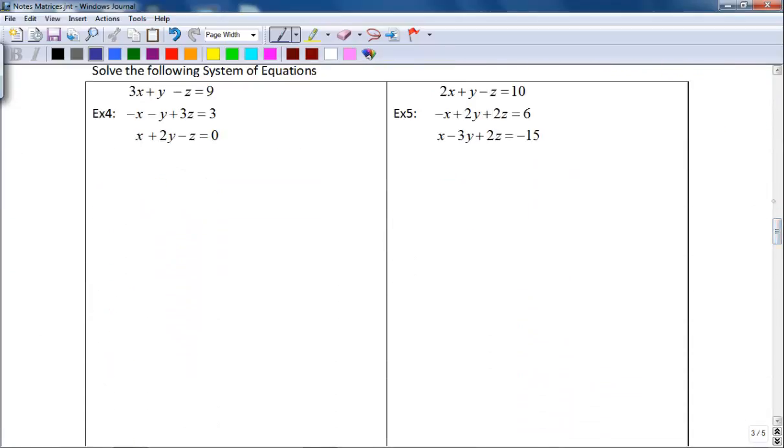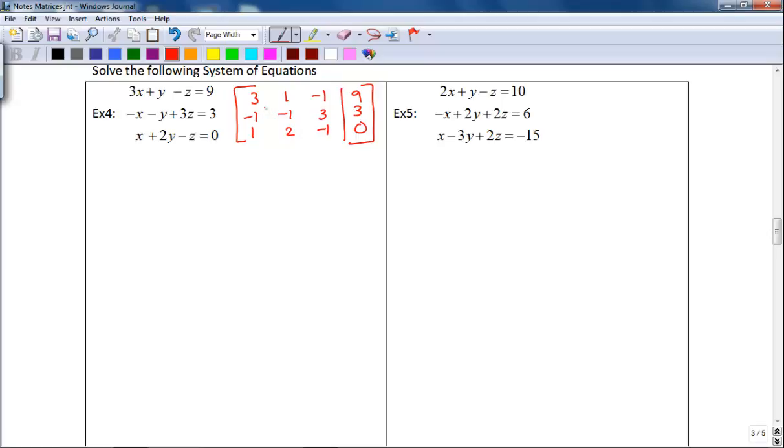So example 4, we want to solve this system of linear equations using a matrix. So the first thing you need to do is get yourself into an augmented matrix. Again, that would be the brackets with the vertical bar closer to the right. Then you got to write the coefficients of all the variables and those answers within this matrix. So I say 3, 1, -1, and 9 for the first equation, then -1, -1, 3, and 3 for that second equation, and 1, 2, -1, and 0.